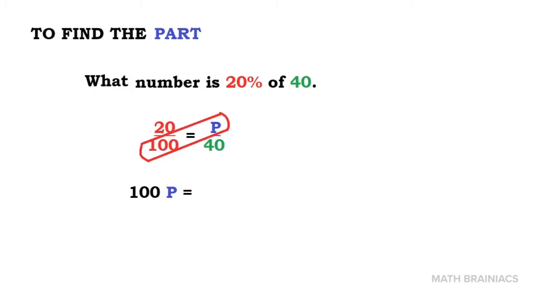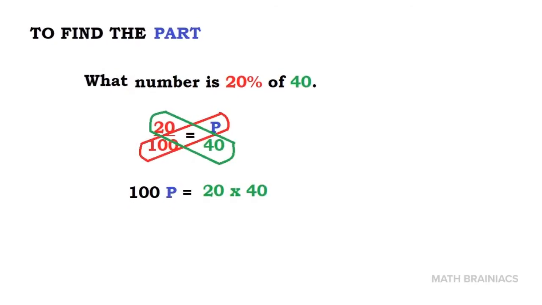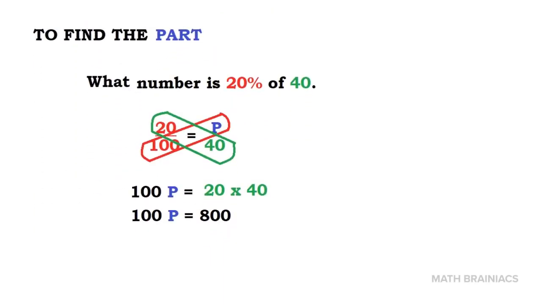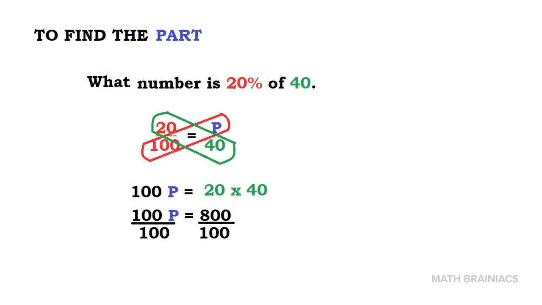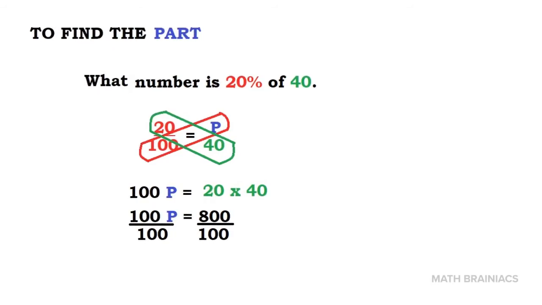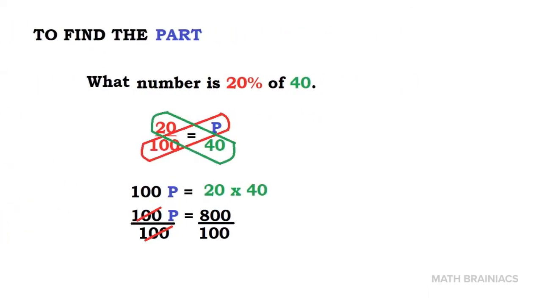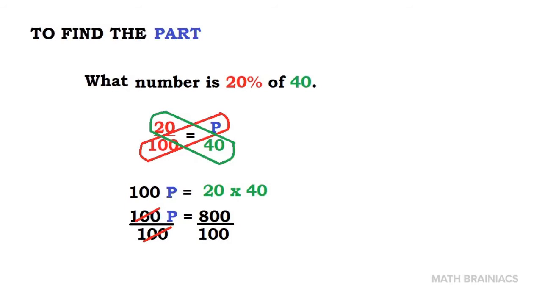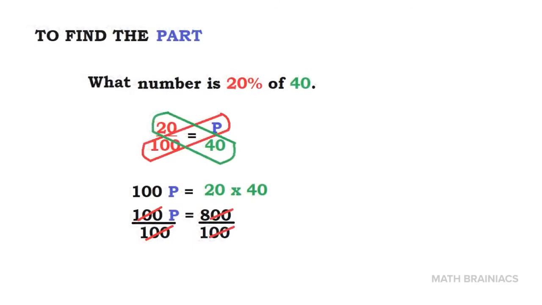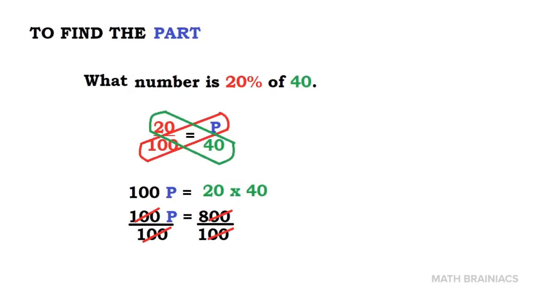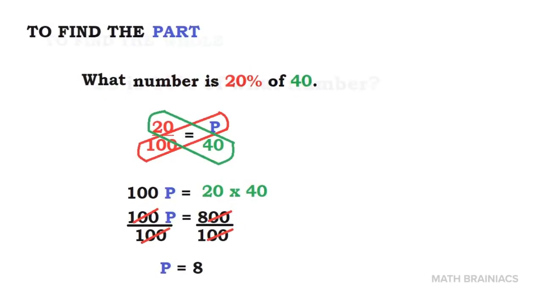Using the cross multiplication product, we can multiply 100 times P and multiply 20 times 40. It will give us 100p is equal to 800. We are going to divide both sides by 100 to eliminate 100 on the left side. Accordingly, we can cancel out 100 on the left side of the equation so that we can solve for p. And 800 divided by 100, we can cancel out the 2 zeros on the numerator and denominator. Accordingly, p is equal to 8.